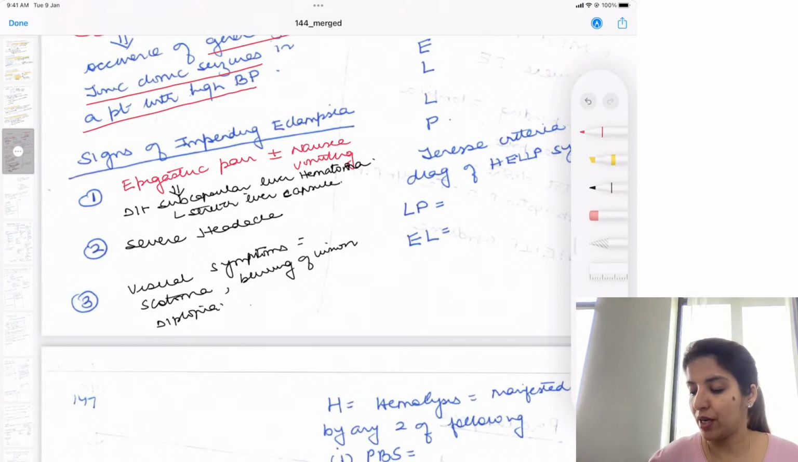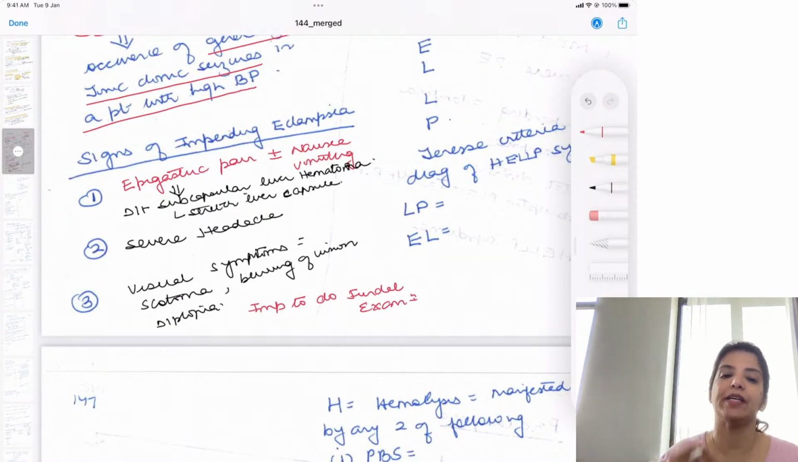So any visual symptom which a patient complains of, and that is why in patients of severe preeclampsia, it is important to do fundal examination. Fundus ka examination is very, very important in patients of severe preeclampsia, because visual symptoms in a patient of severe preeclampsia are an indication of impending eclampsia. Clear to all of you? Yes? Any confusions here? Okay.